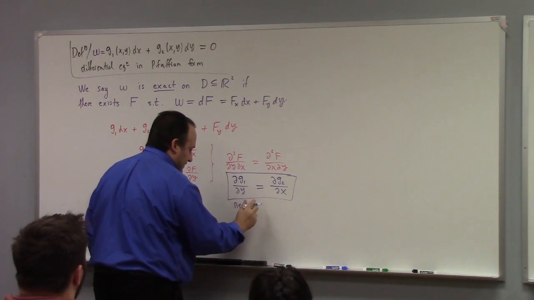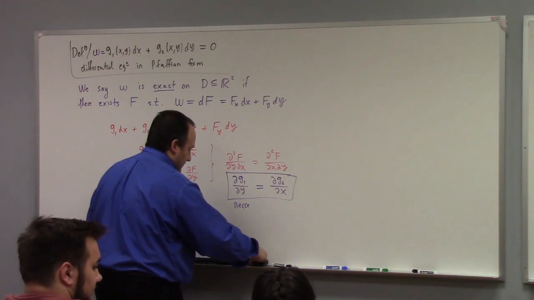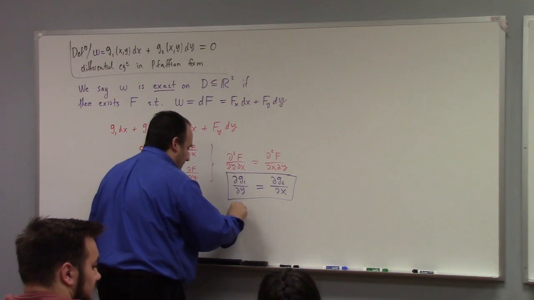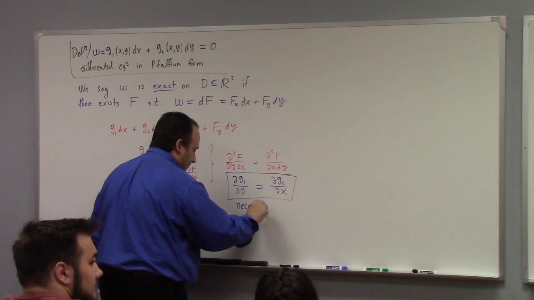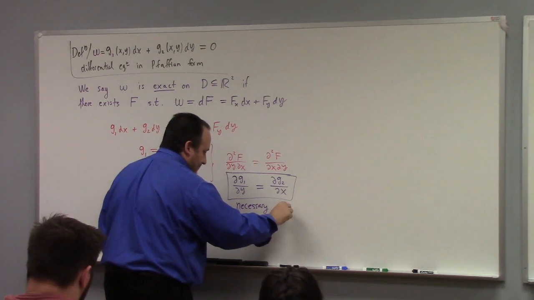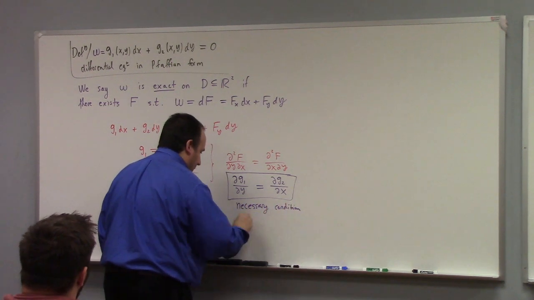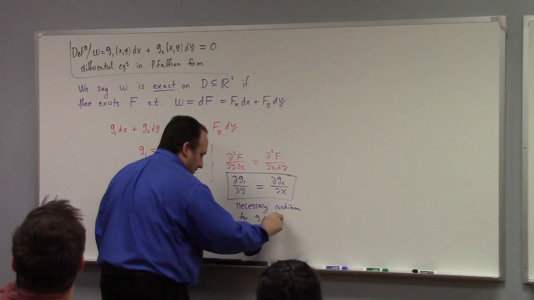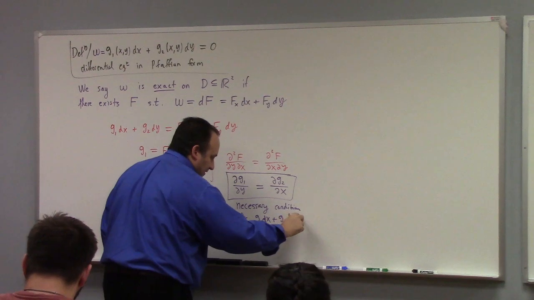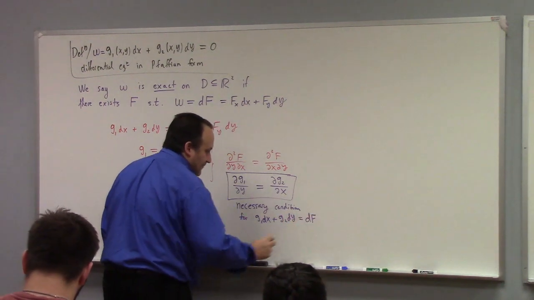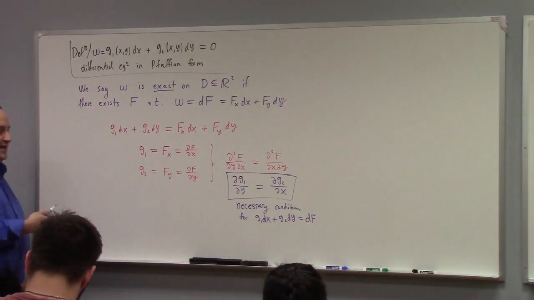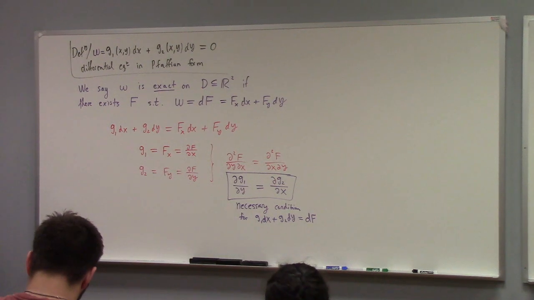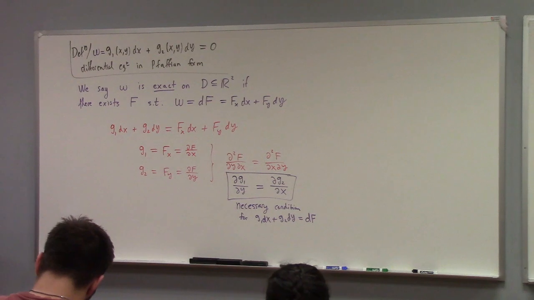I can't spell necessary. What's wrong with me? Necessary condition for g1 dx plus g2 dy to be equal to df. In order for there to be a function whose total differential matches your differential form, you need this consistency condition on the coefficients of dx and dy.